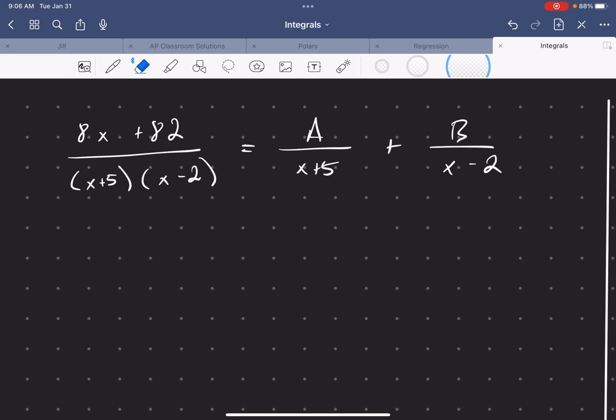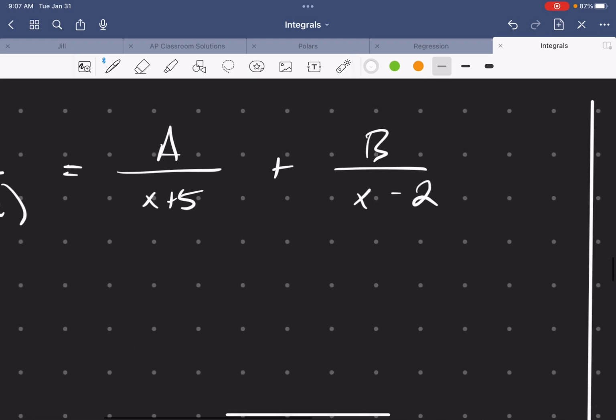We want to decompose this fraction on the left, (8x + 82) over (x + 5)(x - 2), into two different fractions where the numerators are constant values. So A would represent some constant value, B would represent a constant value. And notice that the denominators are just factors of the original denominator. So here's the super long way to do it.